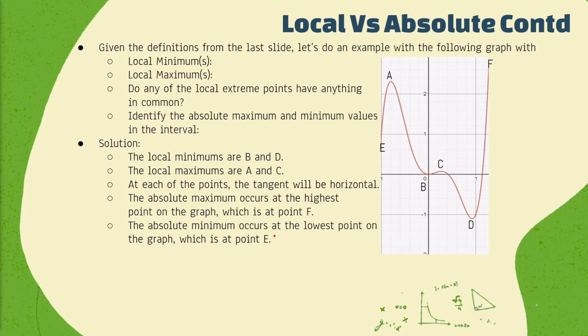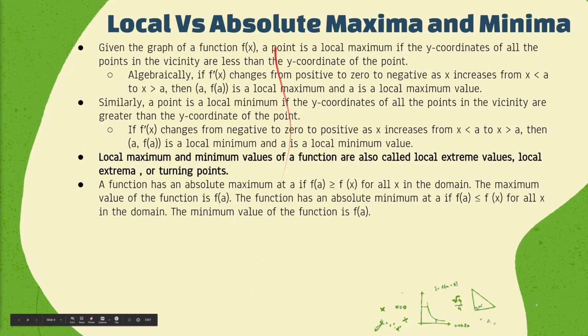So what are the common characteristics of these 4 points? Well, if we refer back to the previous slide, we know that when something changes from positive to 0 to negative, we have a local maximum. And here, when it changes from negative to 0 to positive, it is a local minimum. So the 2 definitions have in common the following, right? It's f prime of x equals 0.